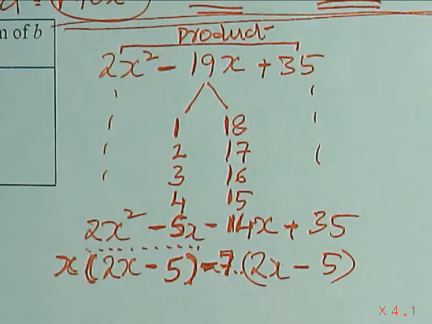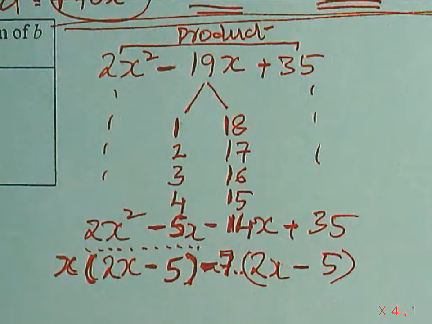Now let me check. 7 times 2, it is negative 14x. Well, then 7 times 5, it is 35. Negative times negative makes positive sign. Any questions about this?